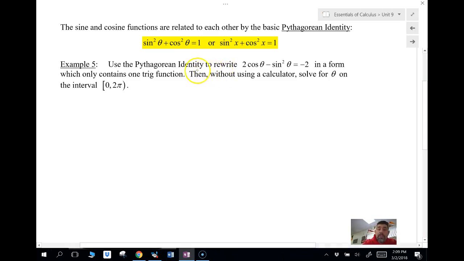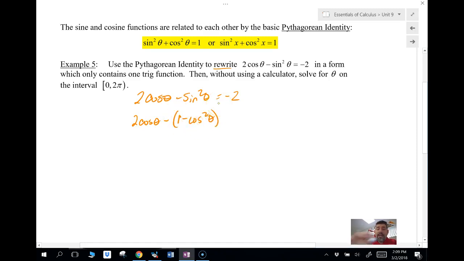So let's go ahead and use the Pythagorean identity to rewrite this problem. 2 cosine theta minus sine squared theta equals -2. Let's use that to rewrite it in terms of one trig function. So I see a sine squared there. I'm going to change that sine squared to 1 minus cosine squared.